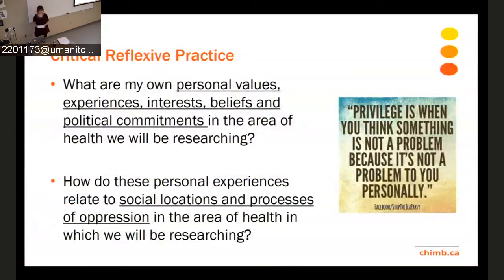So, an important component of intersectional analysis and the way that we explore power in intersectional analysis is using critical reflexive practice. What does this mean? This means we're actually going to start, both as researchers and patient partners, to explore some of those pieces of our own social identity and how that is associated with larger systems of power and oppression.